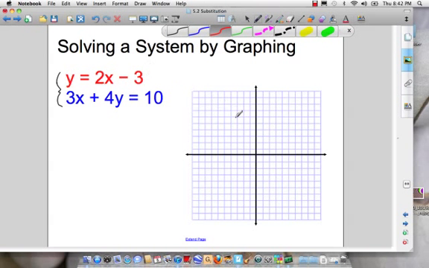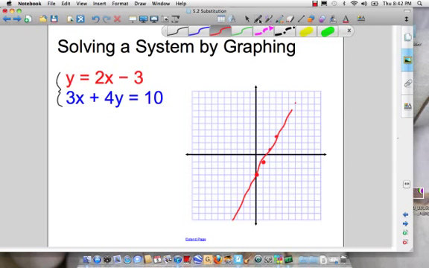Well, negative 3 is the y-intercept, 1, 2, 3. And the slope is 2. So up 2 over 1, up 2 over 1, up 2 over 1, and so on. And I'm not so good at drawing these lines, but there you go.